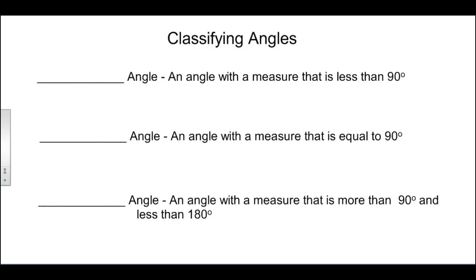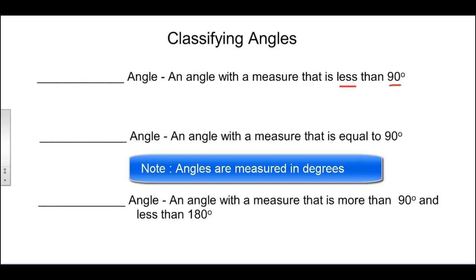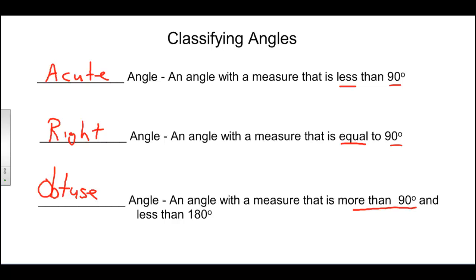There are a few ways to classify an angle. You've probably heard these before, but let's quickly review them. When you classify an angle, you're just going to name it by how big it is. There's really just three choices. The first is an angle that has a measure that is less than 90 degrees. If something has a measure that is less than 90 degrees, that is called an acute angle. The second is called a right angle. That is an angle that has a measure that is exactly equal to 90 degrees. And the last one is an obtuse angle. An obtuse angle is an angle that is more than 90 degrees, but less than 180.